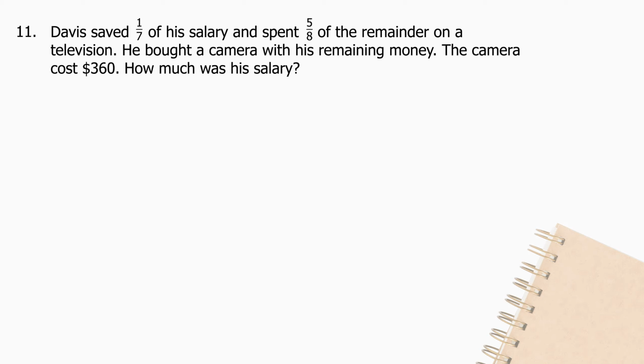Question 11. Davis saved 1/7 of his salary, and spent 5/8 of the remainder on a television. He bought a camera with his remaining money. The camera cost $360. How much was his salary?